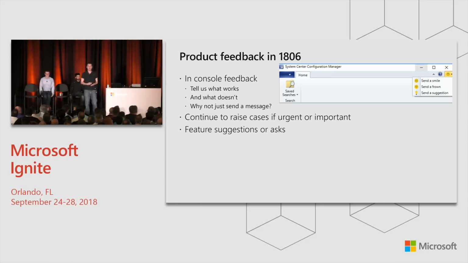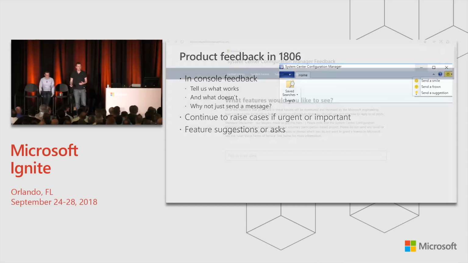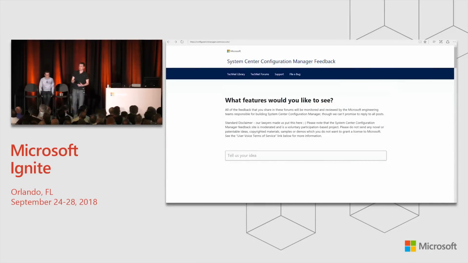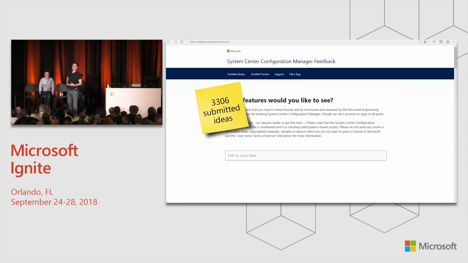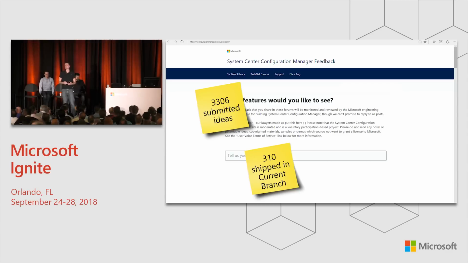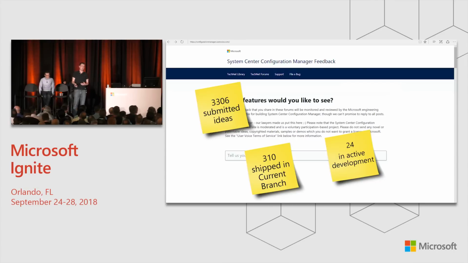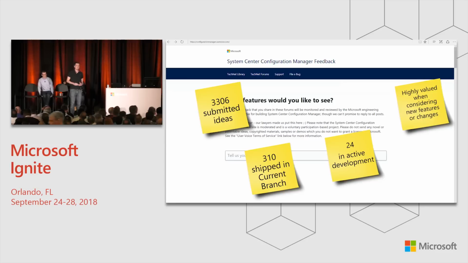For important or urgent pieces, continue to raise cases and work with support. They have the SLAs and the tools to act in a more appropriate time frame. And for feature suggestions or asks, we continue to request that you use UserVoice. In fact, the send a suggestion option will redirect you to UserVoice. We've had over 3,000 submitted ideas. Just under 10% of those have made it into Configuration Manager current branch. We've got 24 in active development, and it really is something that we take very seriously.